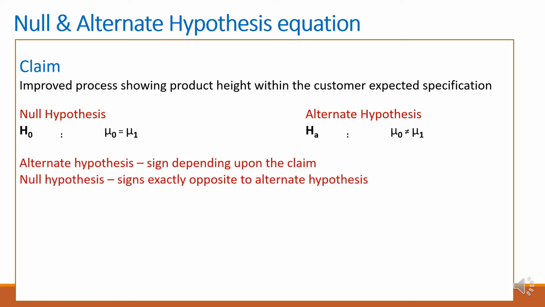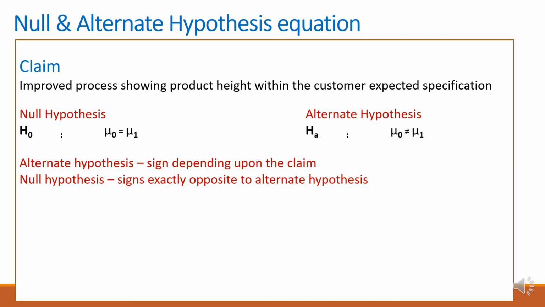The alternate hypothesis sign depends upon the claim. In the first example, product height, it is not increased or decreased, so it's a change. The requirement is plus or minus, so the sign is the not equal sign. So in the alternate hypothesis you can see HA: mu0 not equal to mu1. Next is the null hypothesis, with a sign exactly opposite to the alternate hypothesis.